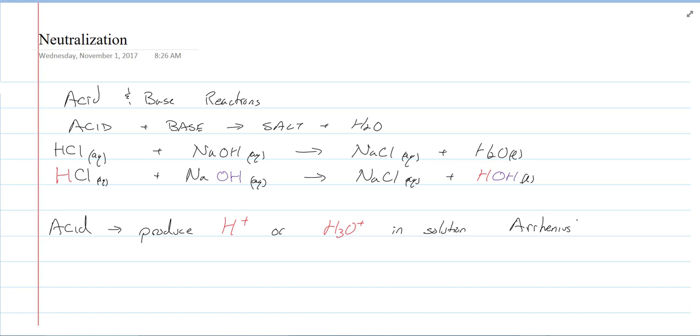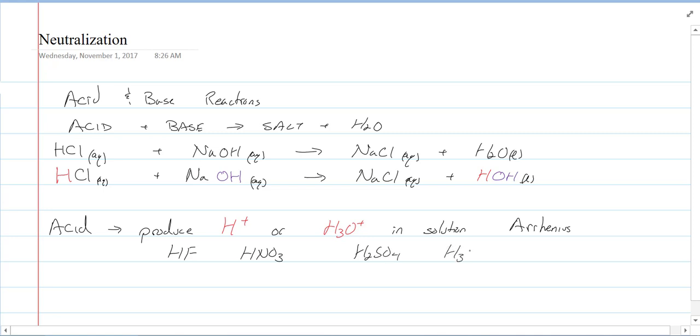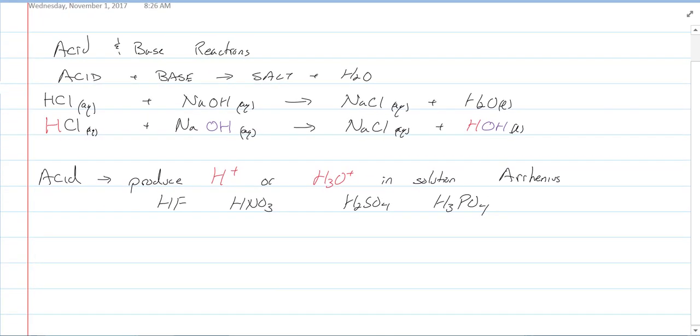And then types of acids: you can have monoprotic acid, HCl, diprotic, H2SO4, triprotic, H3PO4, just how many protons come off. So, for example, we have HF, HNO3, H2SO4, H3PO4. So 1, 2, 3 protons that come off in solution.